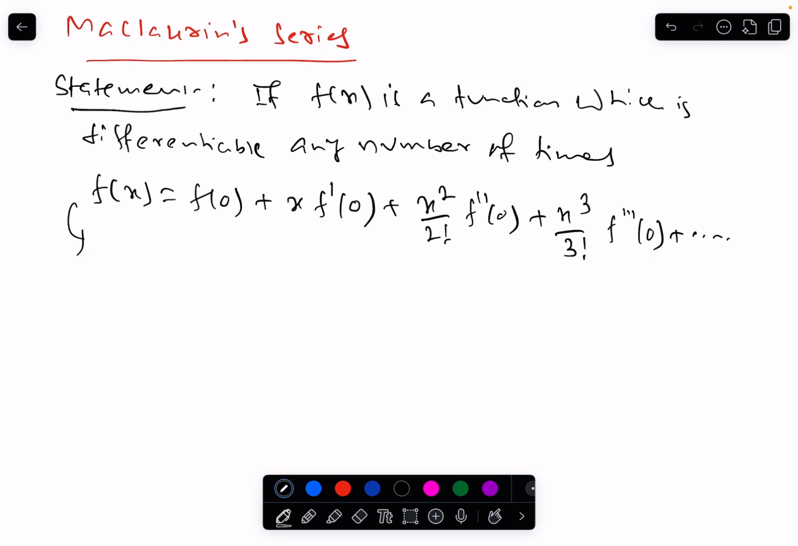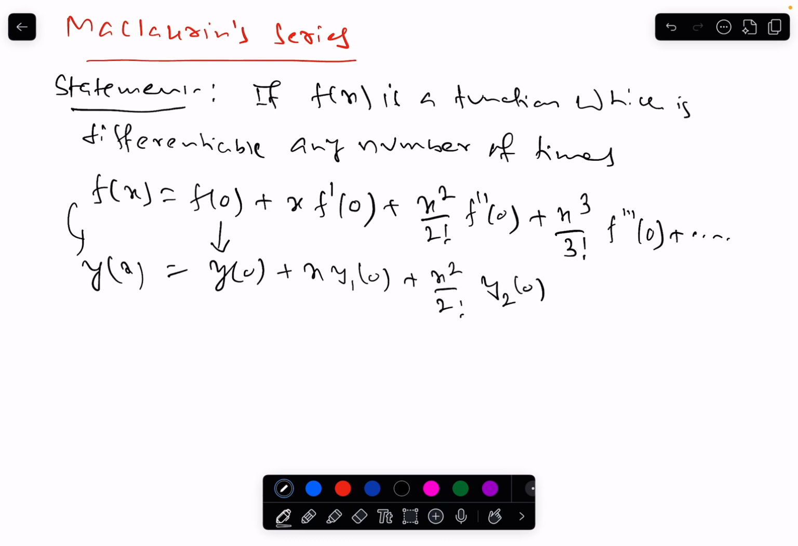It can also be like this: if y equal to f(x), then y is equal to y at 0, plus x y1 at 0, plus x square by factorial 2 y2 at 0, plus x cube by factorial 3 y3 at 0, and so on.